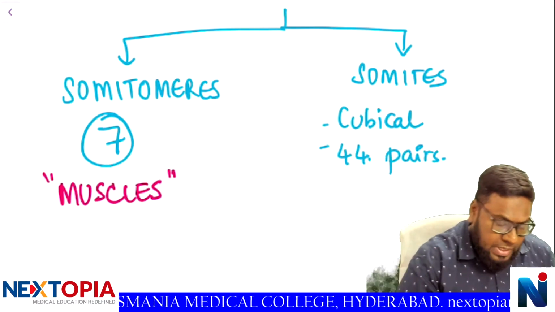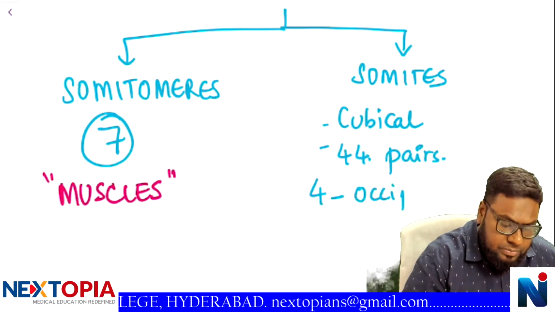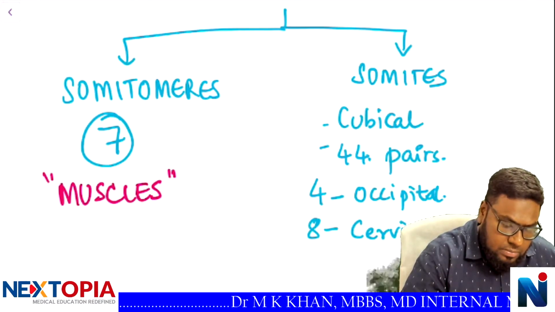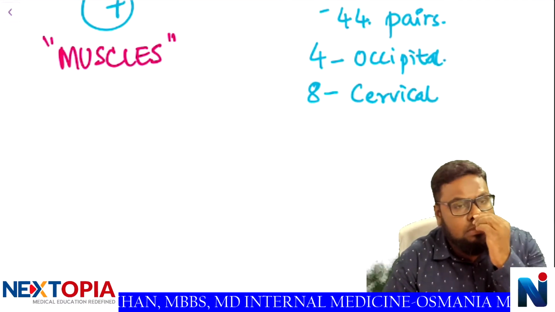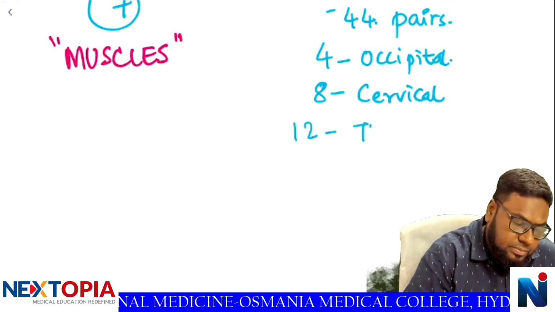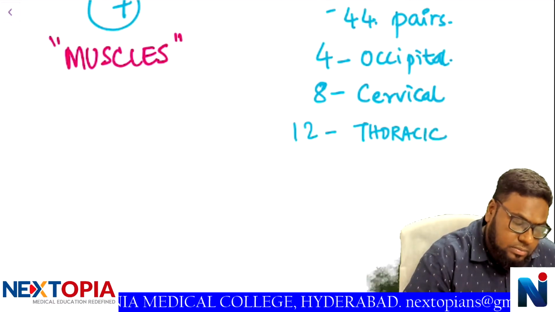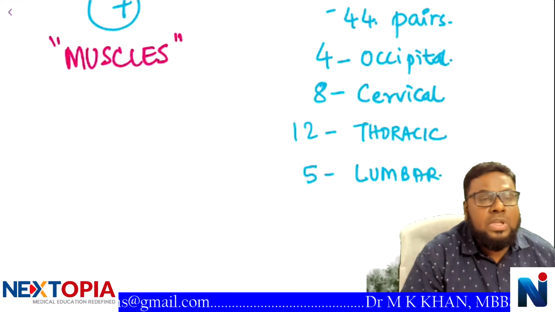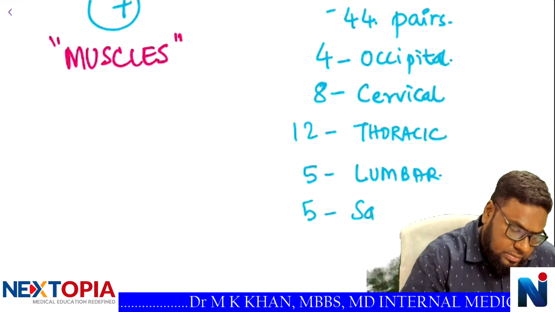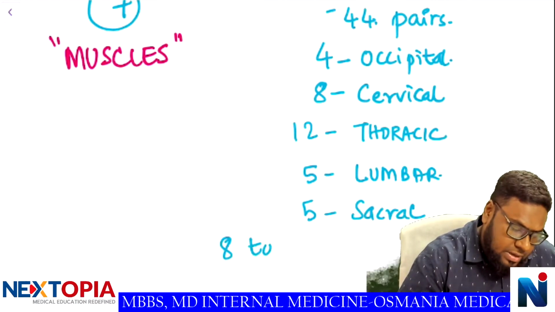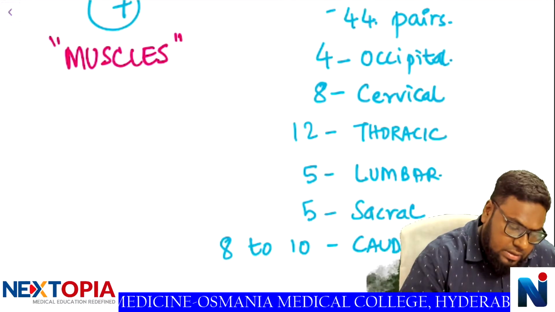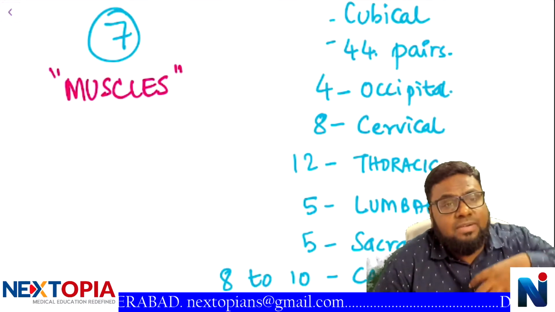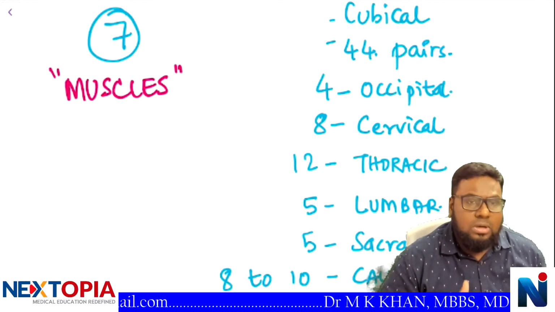All right. Here 4 are occipital, 8 are cervical, 12 are thoracic, 5 lumbar, 5 sacral, and 8 to 10 are caudal. Now you can imagine they form the vertebral somites. From these somites develop that region of the whole body.